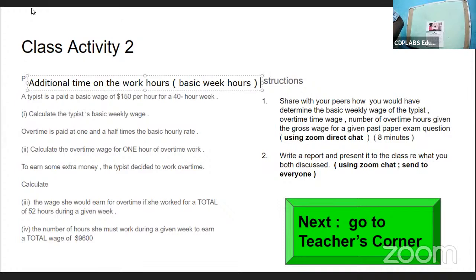So we're talking about 1.5. Now, this information is saying that overtime is paid at 1.5 times. And the word times there, what does it mean? Anybody can tell me? What does the word times in the question mean? Anybody?